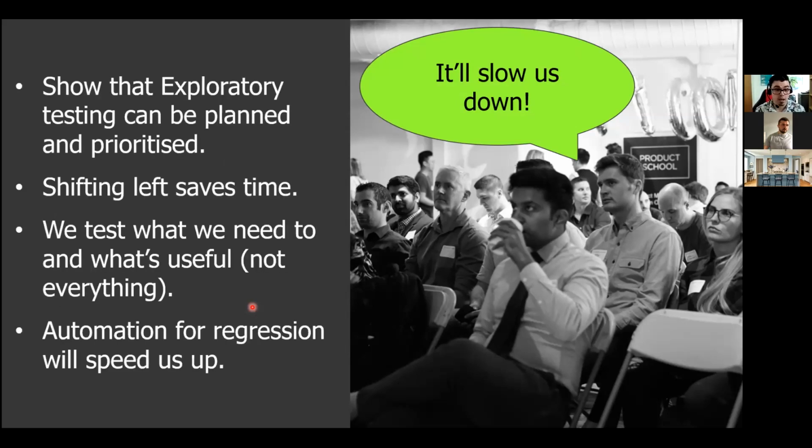People say, this will slow us down. We're now having to take time to do this additional testing, or just do testing, and it will slow us down. So to answer that, we need to show that we can plan and prioritize exploratory testing. We need to show that we're here to give useful point of time information, that we're not here to try and find out everything we can about a product, just what's useful to the team.